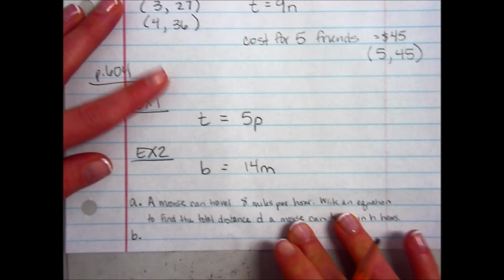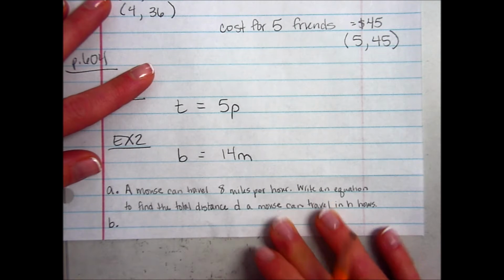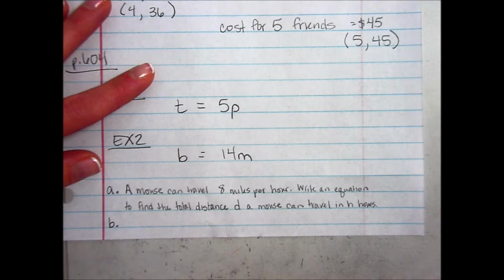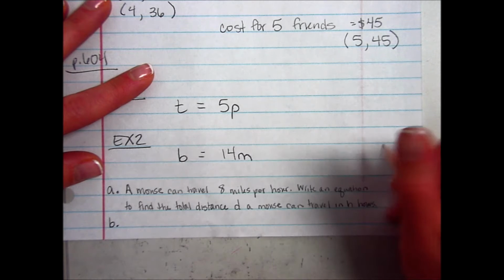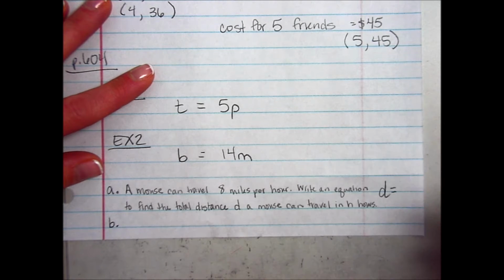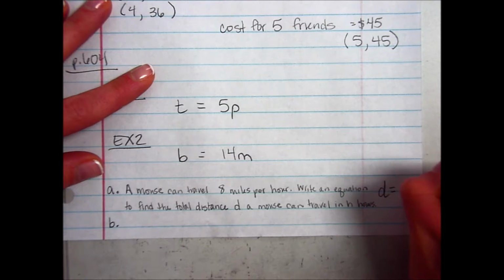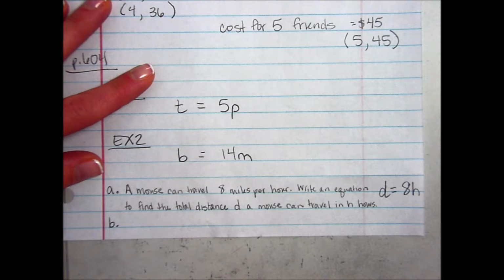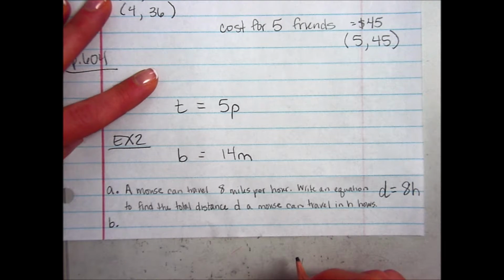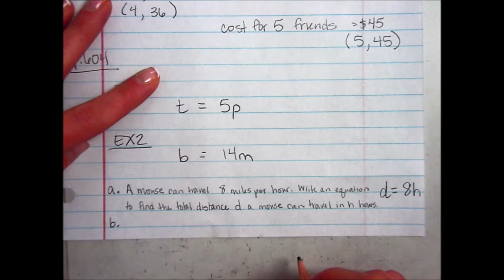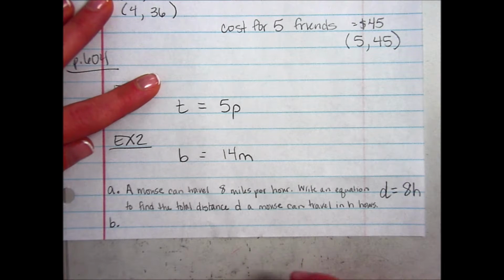All right, did anybody come up with an equation? Shelby, what do you think? D equals 8 times H. Perfect. Okay, what about B? Samantha can make 36 cookies each hour. Write an equation to find the total number of cookies, C, that she can make in H hours.